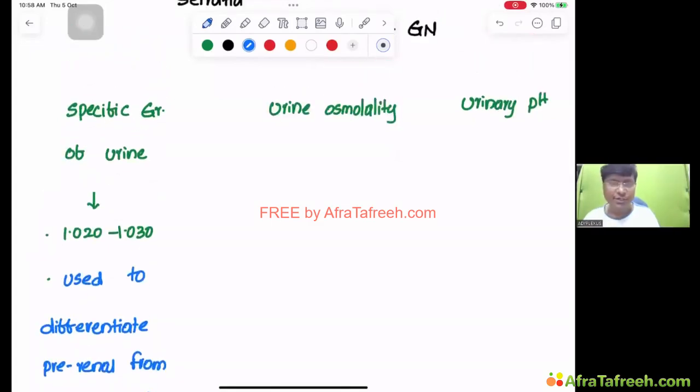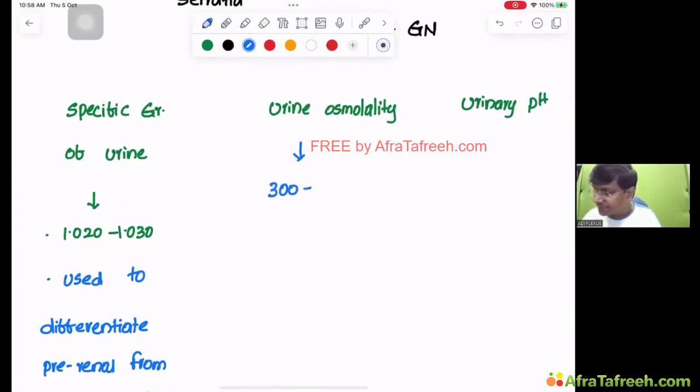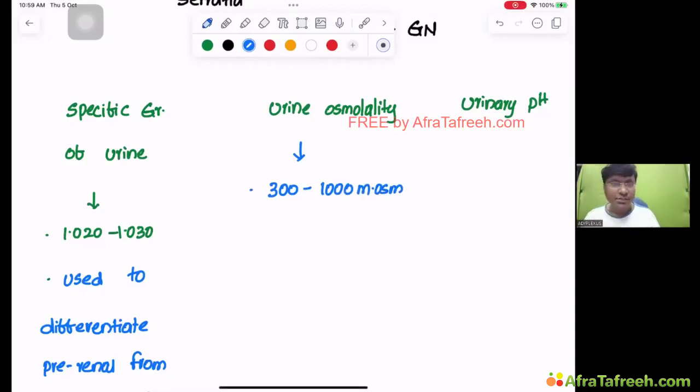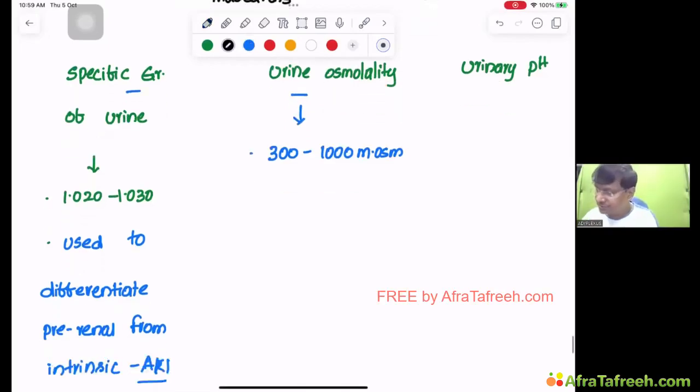Then coming to the urine osmolality. Various books give various values, right? But just remember the value is 300 to 1000 milliosmoles. It keeps on fluctuating between these two, 300 to 1000 milliosmoles. Both the specific gravity and urine osmolality will tell you about the solute concentration. Then we have another terminology called isostenuria.